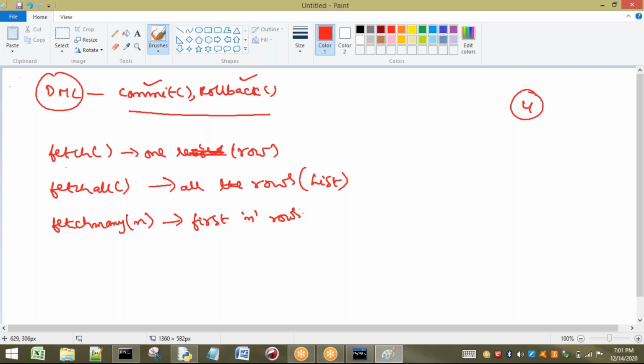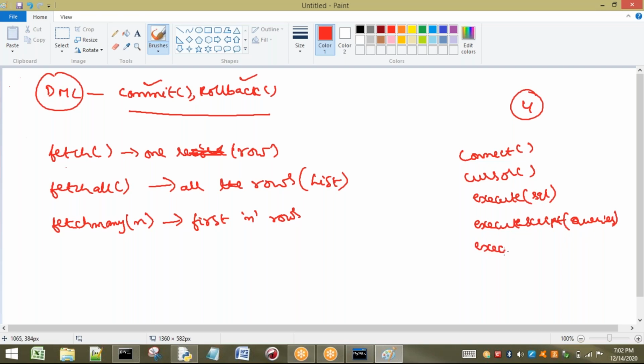So what are the main functions we have to observe here? The first function we have to use is connect. Next one is cursor. Next one, execute of one query. Here we have to write the SQL query. Next we can say execute script. In brackets, we have to write queries. Here, one query; there, queries. Next we can also write execute many. To execute parameterized queries, we are going to use execute many.